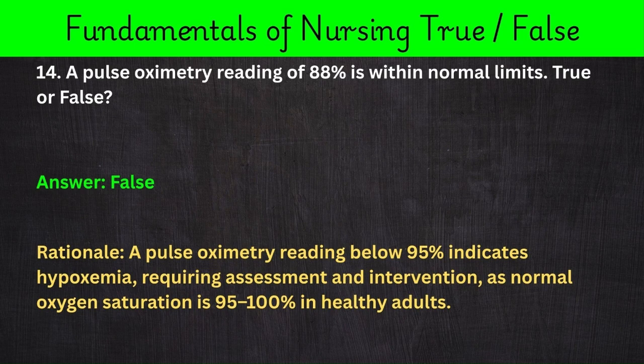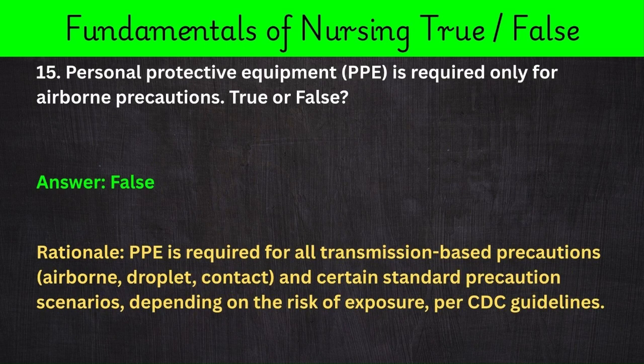14. A pulse oximetry reading of 88% is within normal limits. True or false? Answer: false. Rationale: a pulse oximetry reading below 95% indicates hypoxemia, requiring assessment and intervention, as normal oxygen saturation is 95 to 100% in healthy adults.